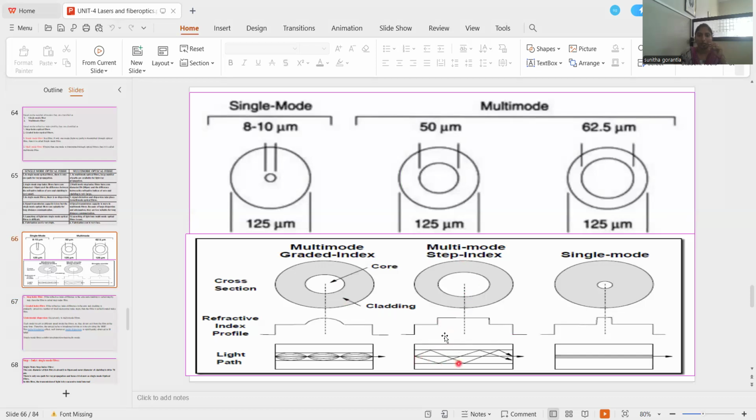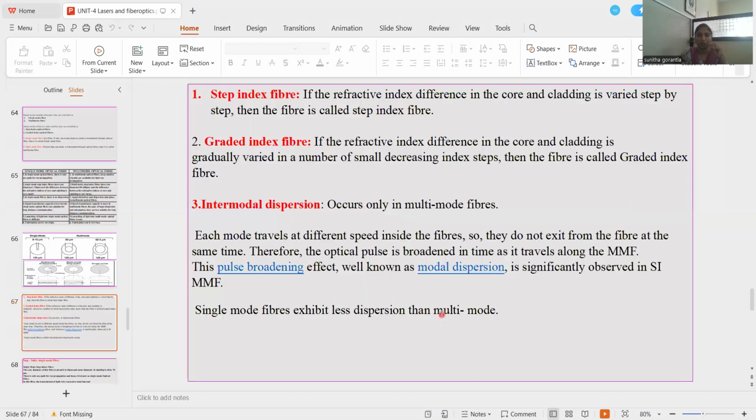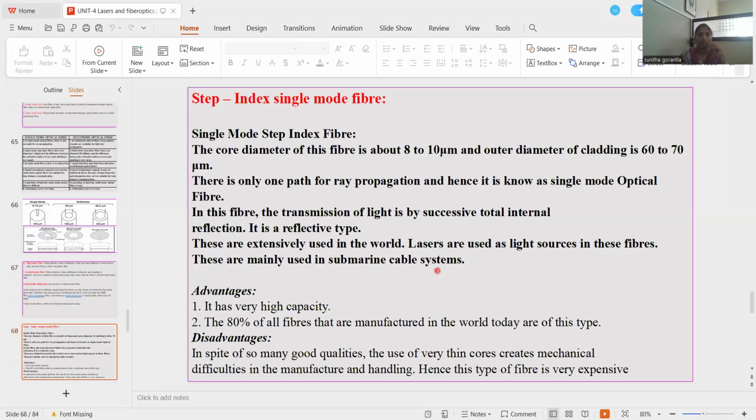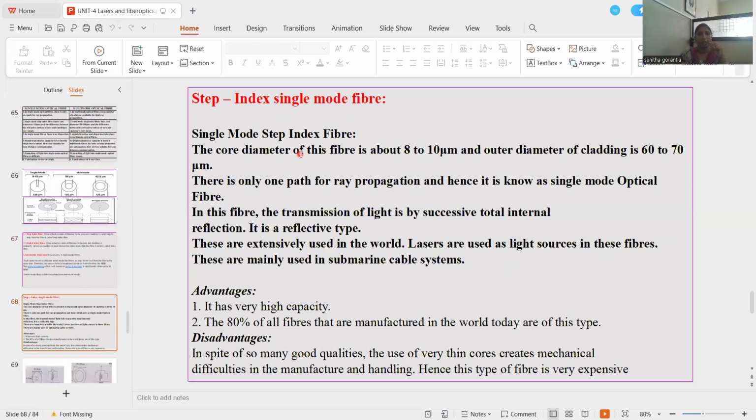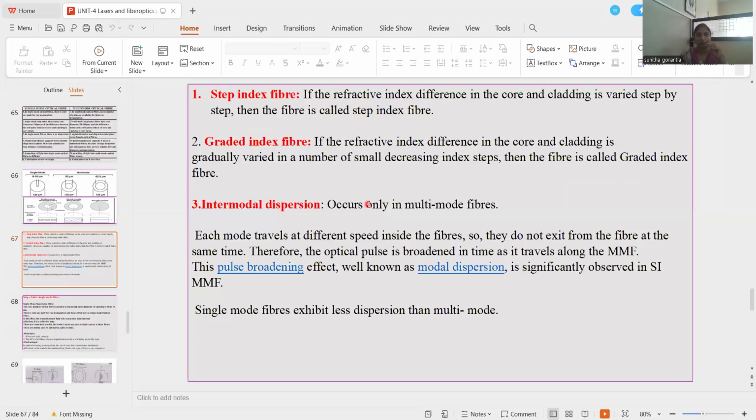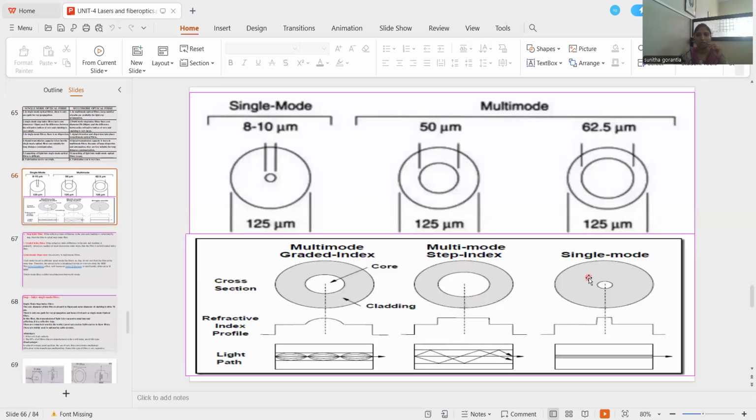This is intermodal dispersion. Next, step index single mode fiber. Again, the step index fibers are divided into two types, step index single mode fiber and step index multimode fiber. Okay, this is the step index single mode fiber and step index multimode fiber.